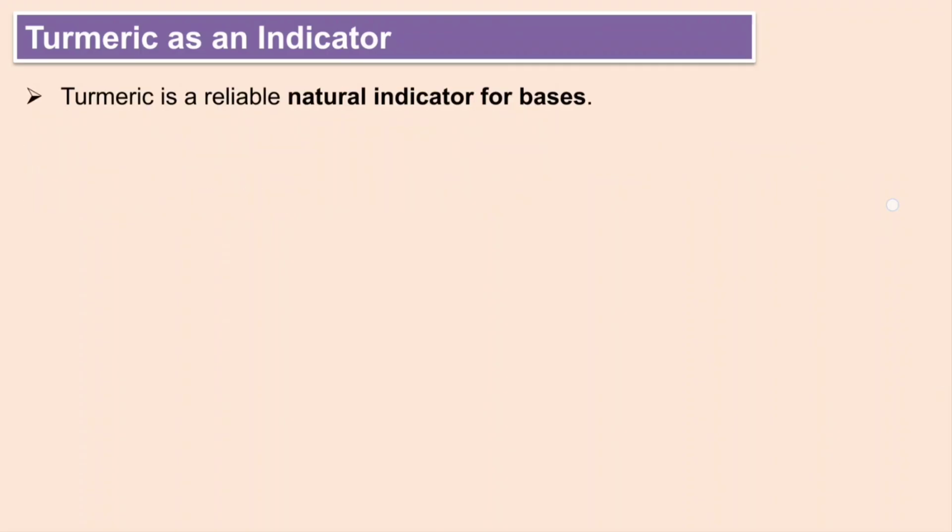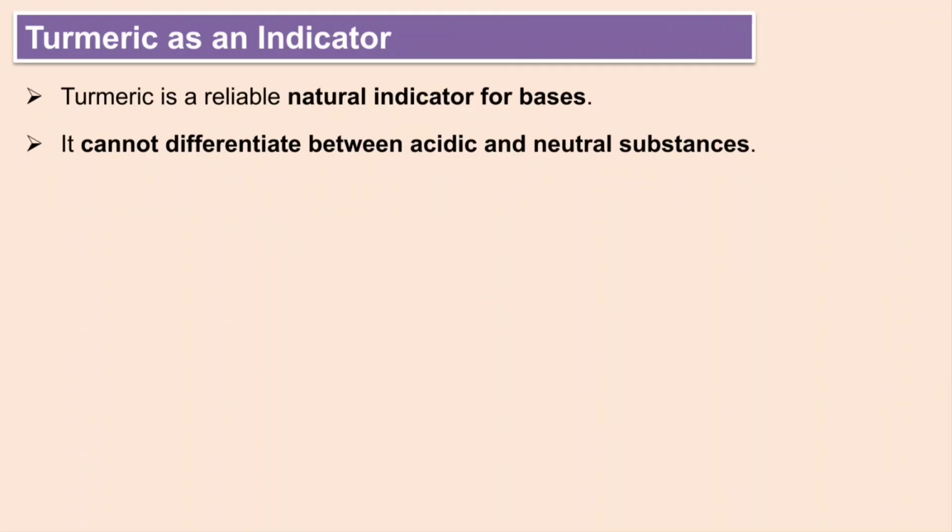So turmeric is a reliable natural indicator for bases. It cannot differentiate between acidic and neutral substances. So this is important, it cannot differentiate. You will not get a desired result for acidic or neutral substances. It will react only with bases, and that was in our group B. What was there? Baking soda, washing powder, isn't it? So they can react only with this group B.